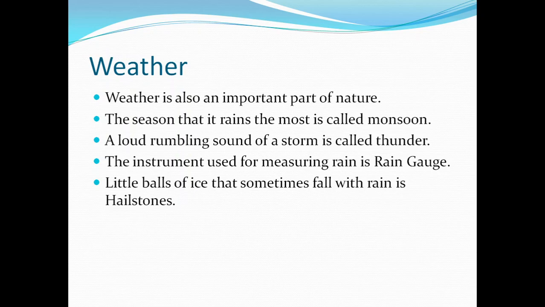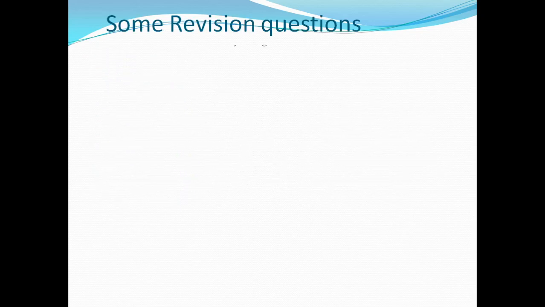Okay, even if we want to measure how much it has rained, the measuring instrument is called a rain gauge. When it is raining, if small ice balls are there, then they are called hailstones. So these are some parts of your book that we have done as a revision. Now let us see the question answers.